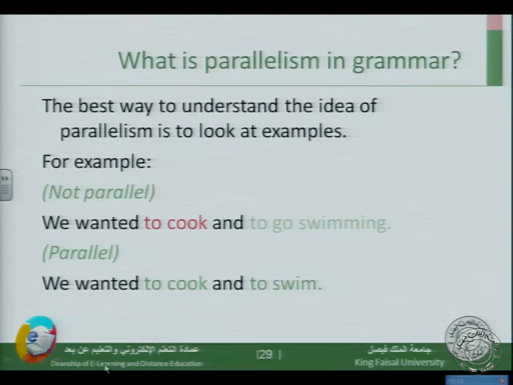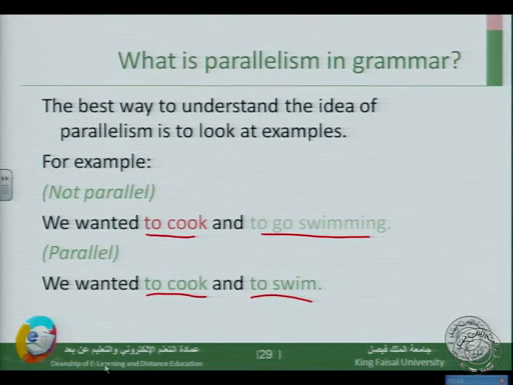In the last 3 classes, we have also talked about parallelism, and we discussed together what is a parallelism and what does it mean. And at the beginning, we have given you these 2 examples to show you the idea of parallelism. We said that we wanted to cook and to go swimming is not parallelized. Why? Because here we have infinitive and then we have gerund. The correct form is as the following: to cook, to swim.